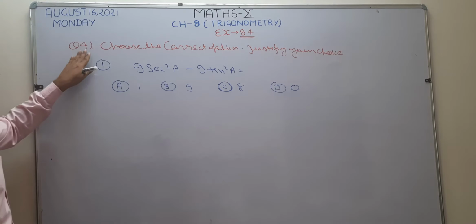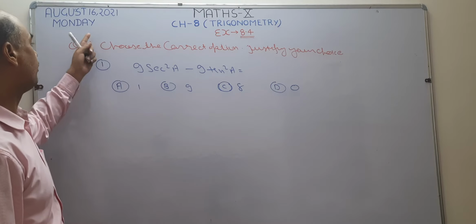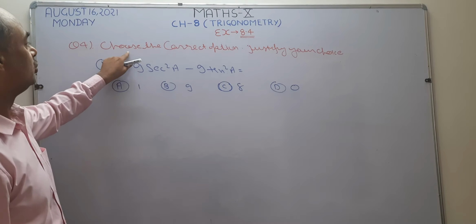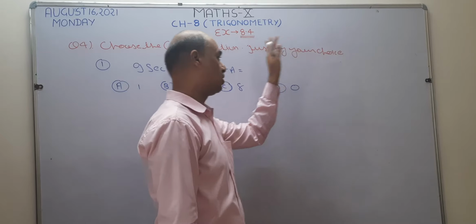Now we are going to solve question number 4. Question number 3 is not in your syllabus. Okay. So I am going to solve question number 4 after 2. Choose the correct option. Justify your choice. Okay. We are going to justify our choice.